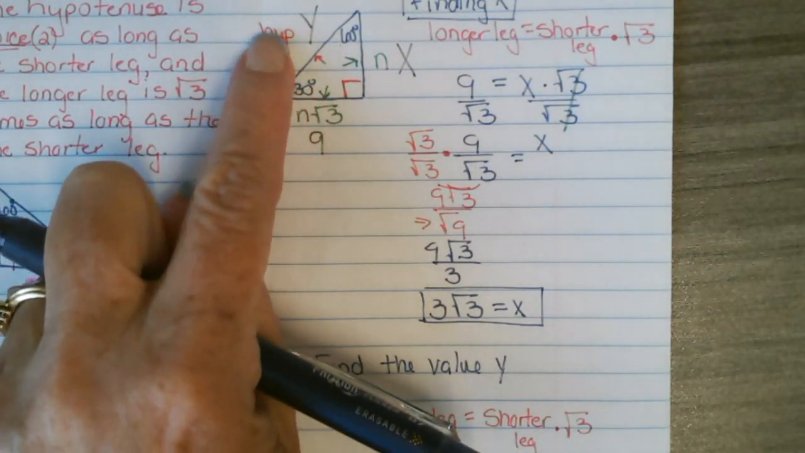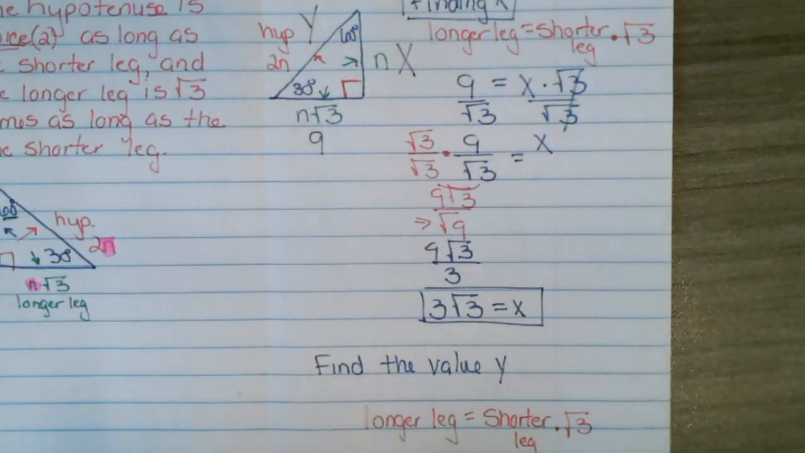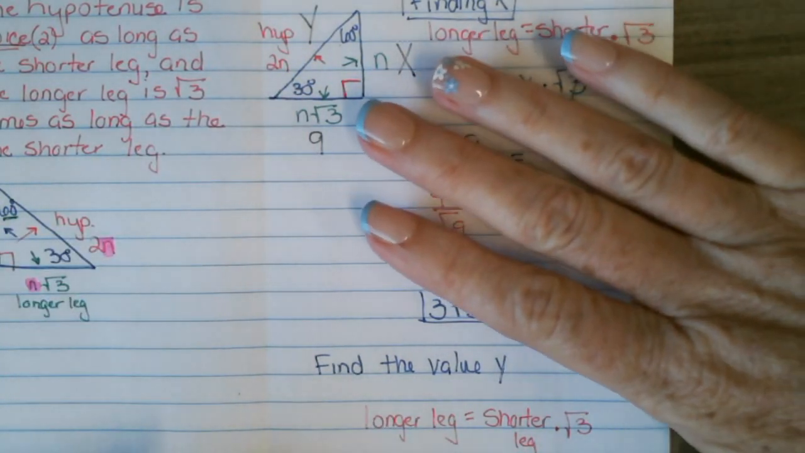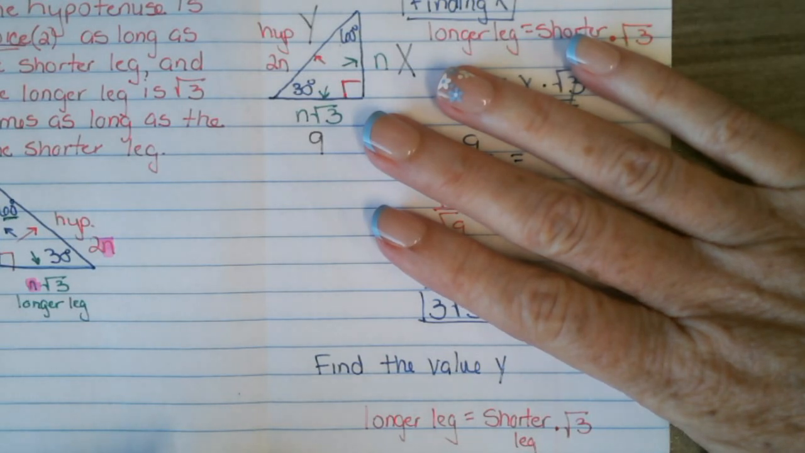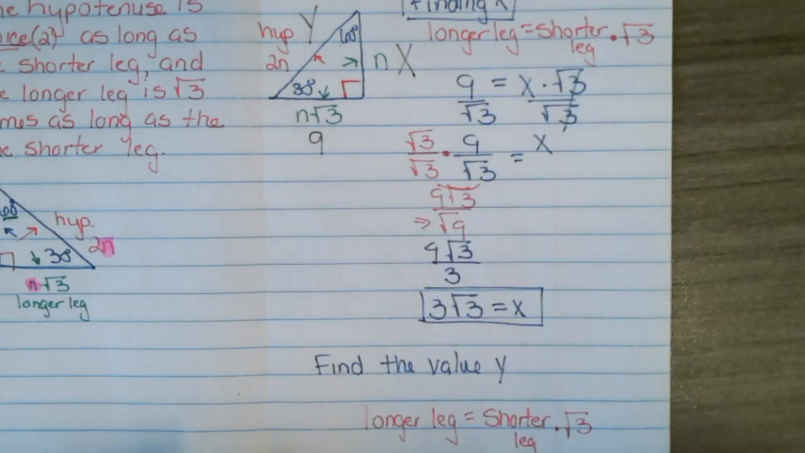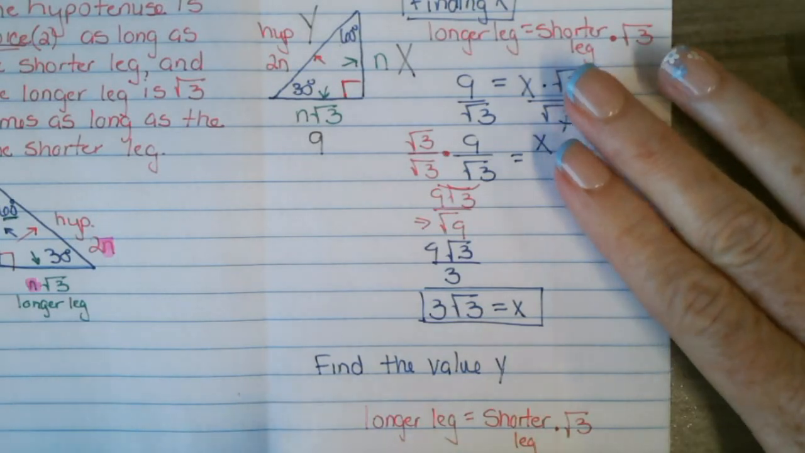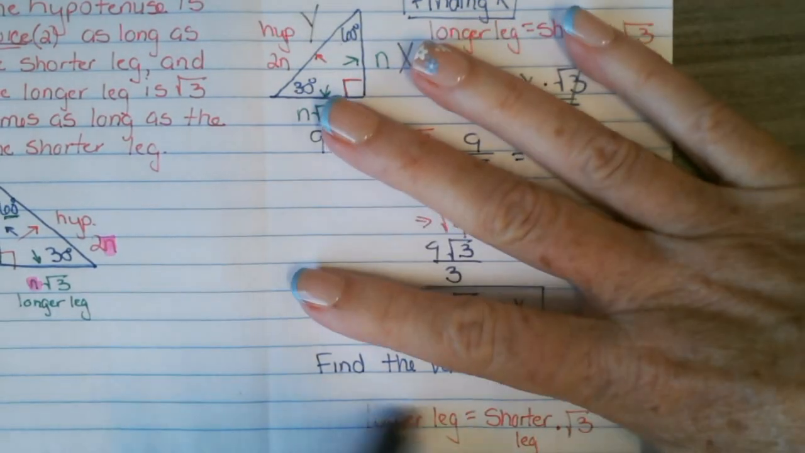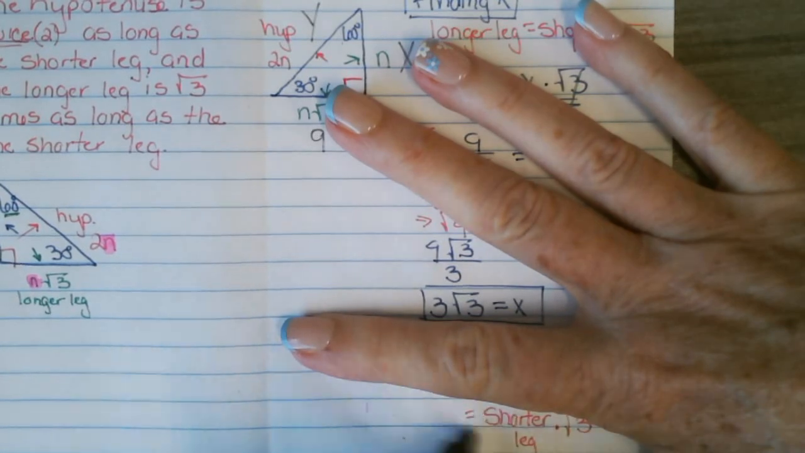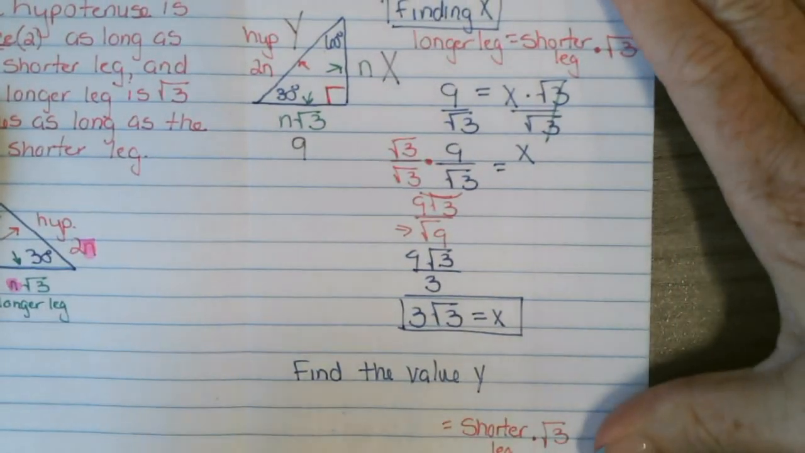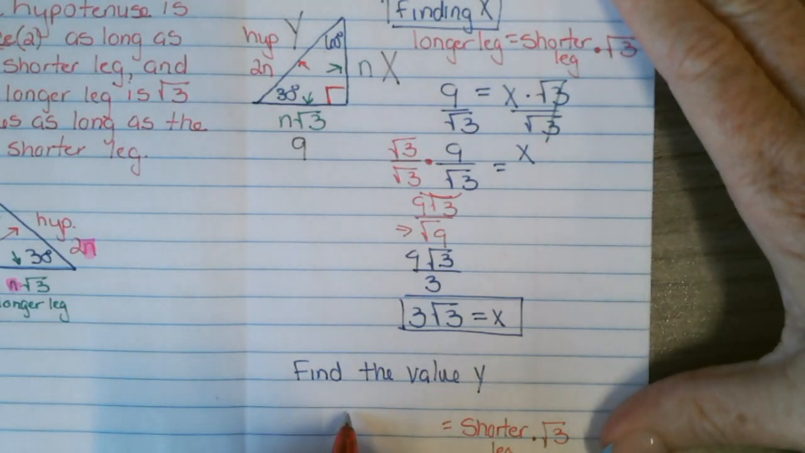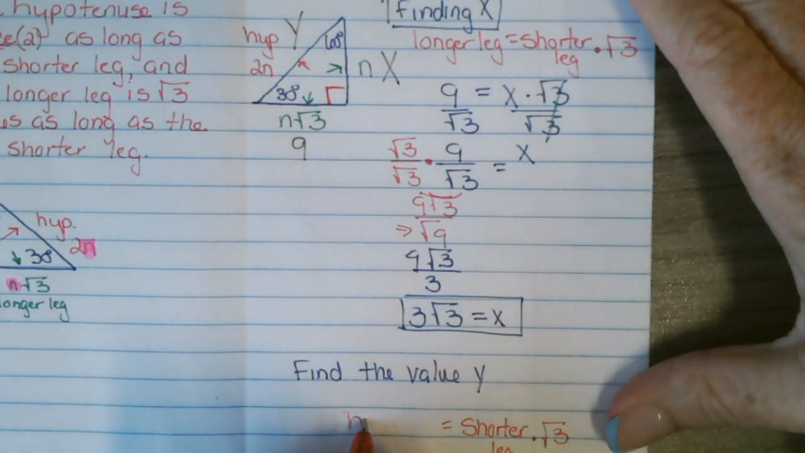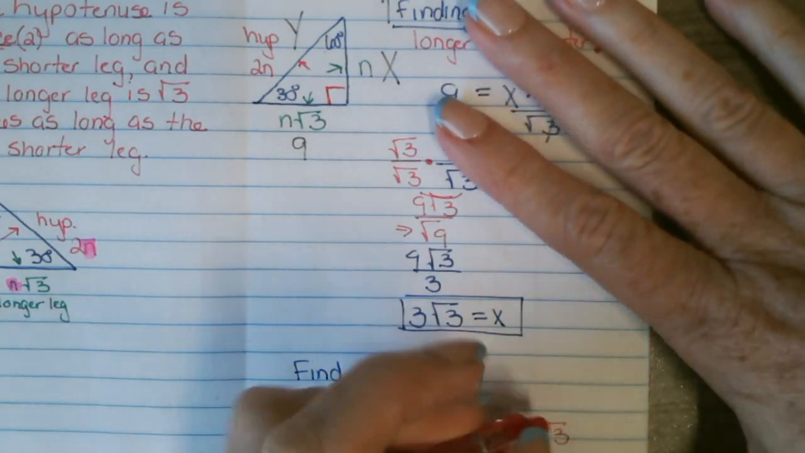Because what am I looking at? Y is what? My hypotenuse. So that means I have to go back, okay? And I've got to find my y. So my hypotenuse, and I wrote long leg where I should have written hypotenuse, that's my problem. See, we all make mistakes. I didn't use the second formula. Second formula is hypotenuse equals the shorter leg times 2.